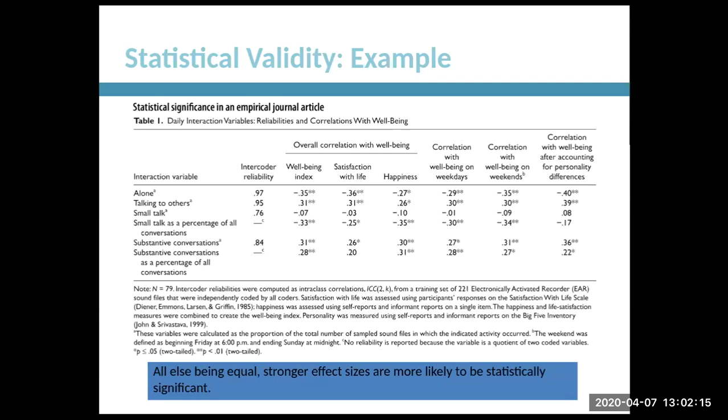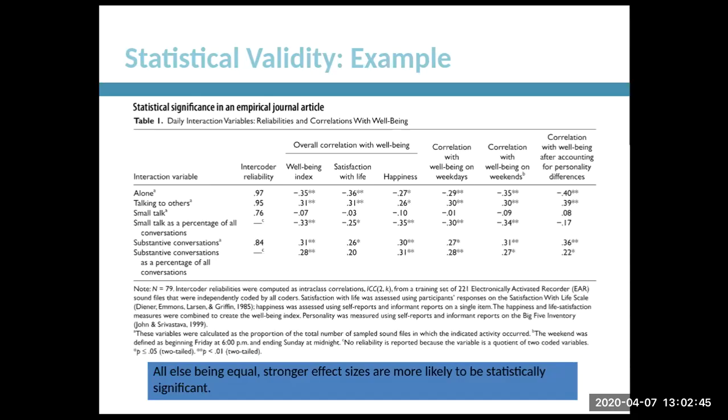So let's look at satisfaction with life and small talk as a percentage of all conversations. We see a negative correlation, that's a negative 0.25, and we see one asterisk next to it. What that asterisk means, as you see down below, is that two-tailed, the p-value is less than 0.05 if it has one star or one asterisk next to it. So small talk and satisfaction with life.